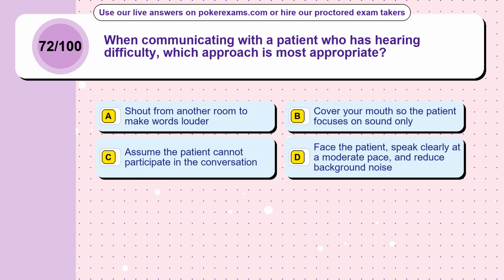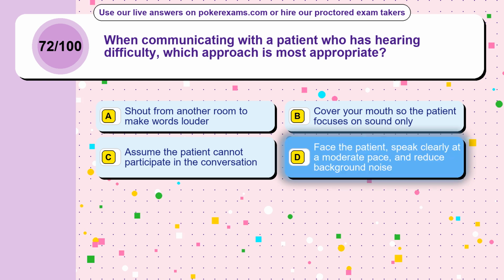Question 72. When communicating with a patient who has hearing difficulty, which approach is most appropriate? Option A. Shout from another room to make words louder. Option B. Cover your mouth so the patient focuses on sound only. Option C. Assume the patient cannot participate in the conversation. Option D. Face the patient, speak clearly at a moderate pace, and reduce background noise.